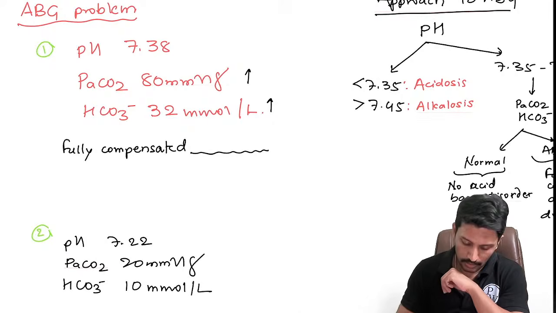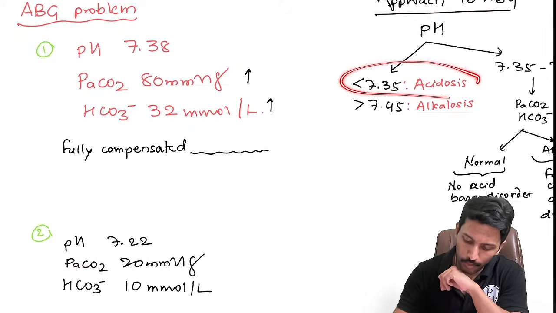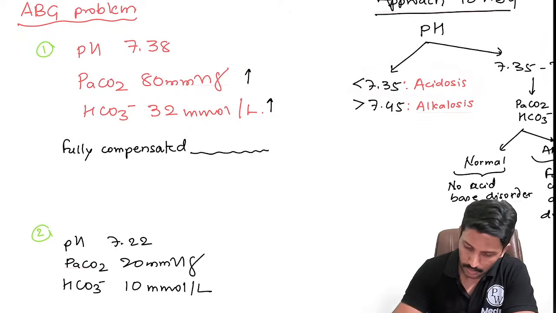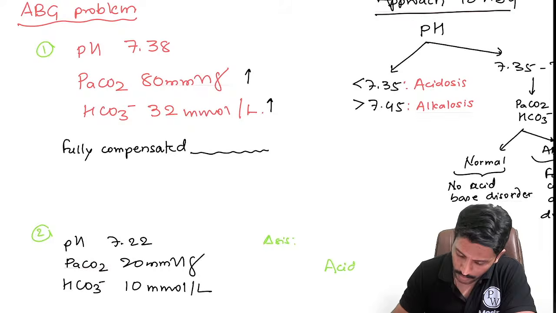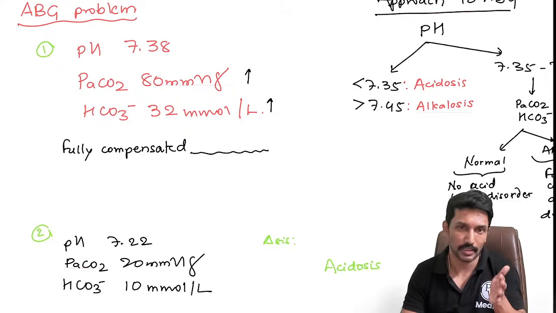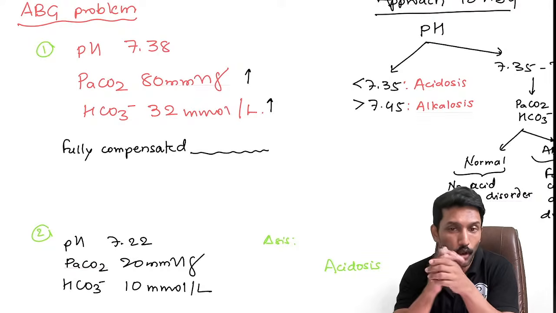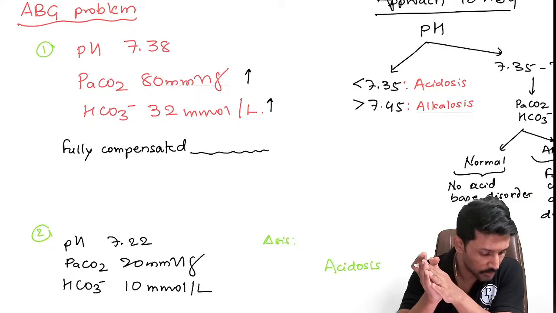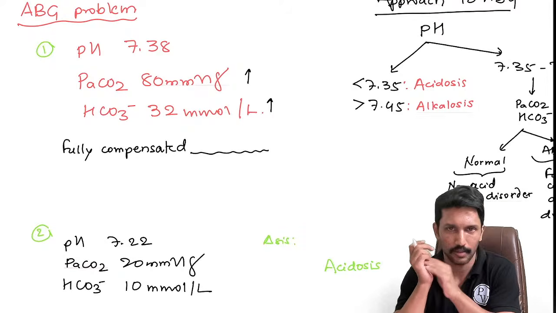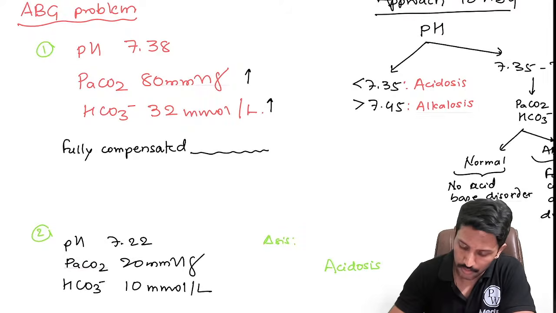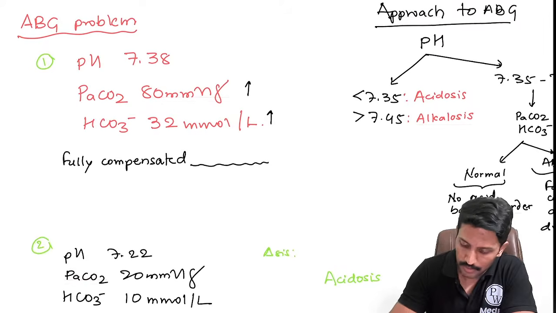pH is less than 7.35. So here, whatever the diagnosis is, there is certainly an acidosis present. Whether it is metabolic or respiratory, we need to figure out, but there is an acidosis present because pH is less than 7.35. Now, how will I decide whether this acidosis is respiratory or metabolic? So once you come to the conclusion from here, this is our step 1.